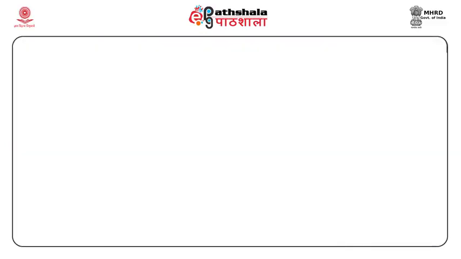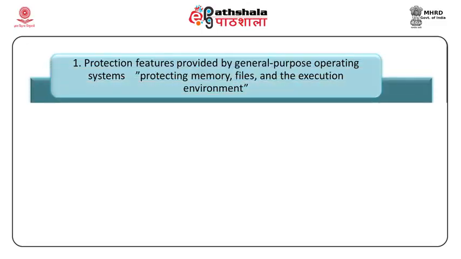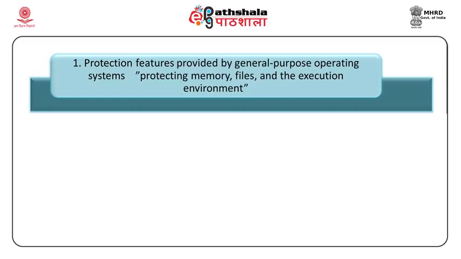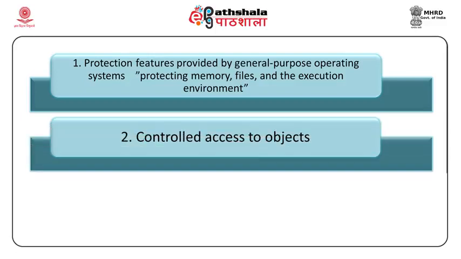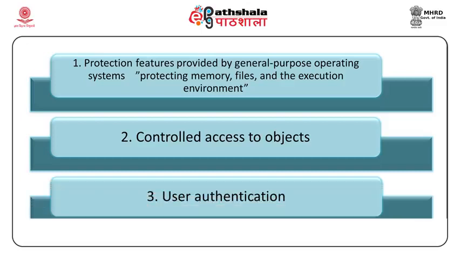Starting with protection in general purpose operating systems, what are we going to protect? The first is protection features provided by the general purpose operating system. It includes protecting memory, files and execution environment. The second is controlled access to objects, and the third is user authentication.